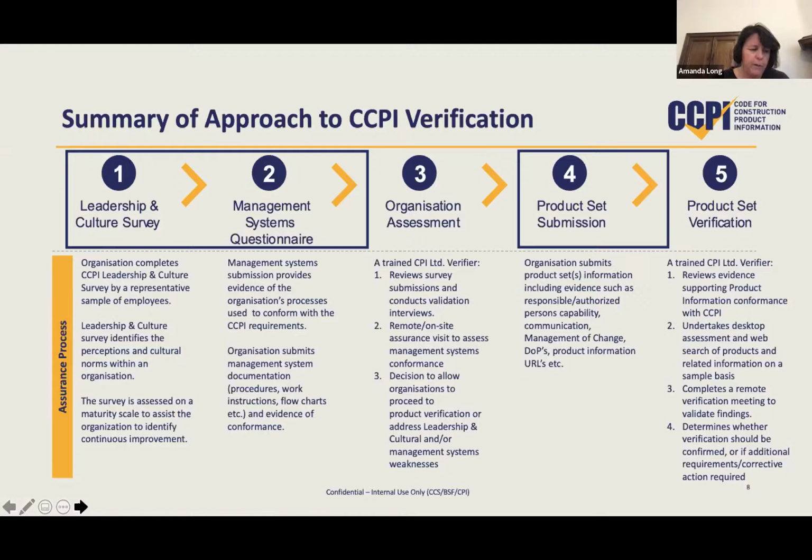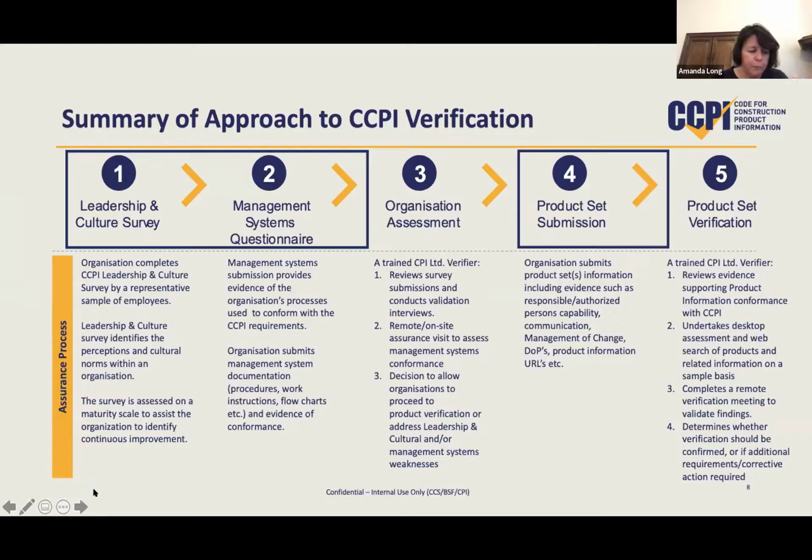What comes out of that is a narrative and statistical assessment report of cultural maturity and management system conformance with the code that helps identify continuous improvement for the organization and gives us a baseline of trust to be able to work with that organization, looking then at that organization's product information. If the organization achieves a standard of conformance, then they can proceed to steps 4 and 5 and to getting product sets verified.